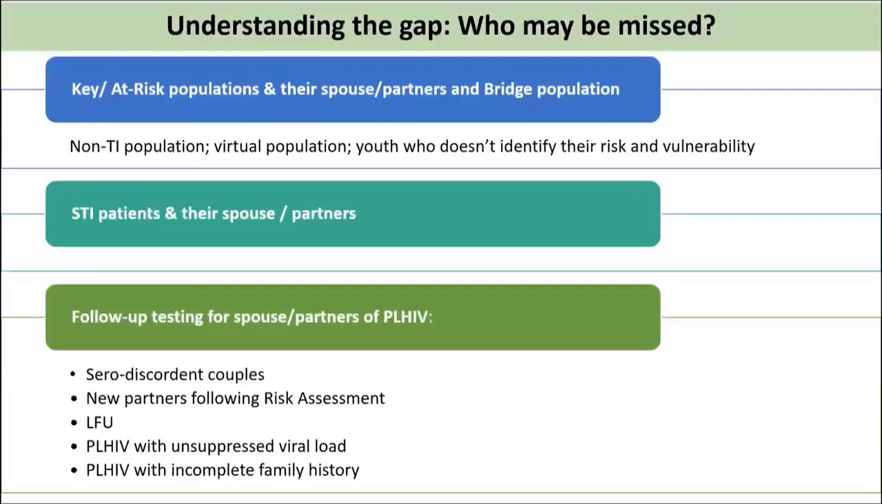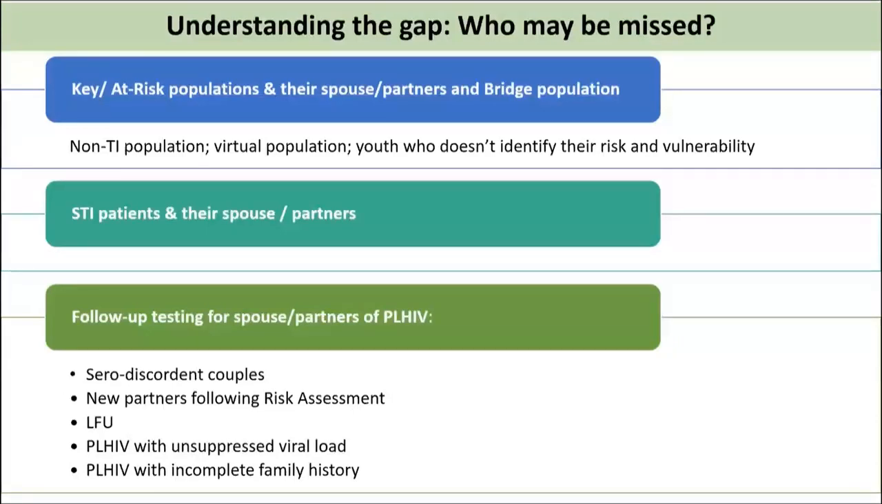So apart from that, there are serodiscordant couples. Generally, any couple, any partner, whether it's spouse or partner, when they are tested, they are just tested once generally, and they are not being followed up on a regular basis. What is their status for HIV? So this is something which we tend to miss.